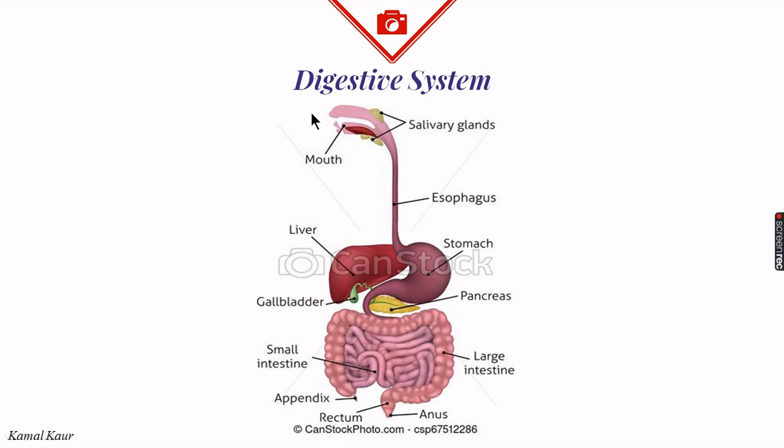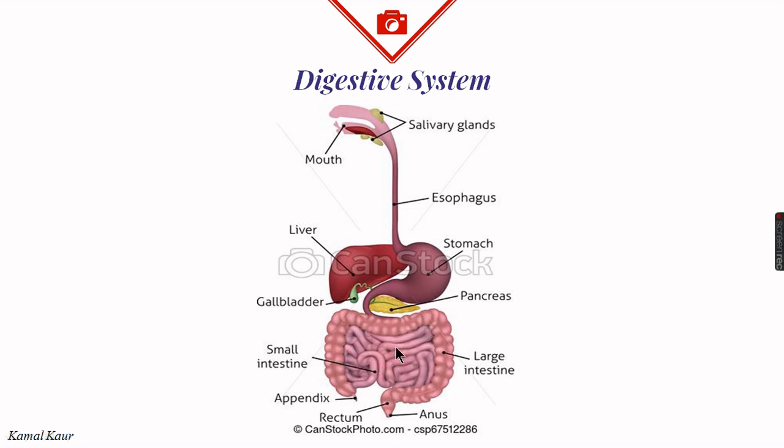So first part is mouth. It opens into a cavity which is called as buccal cavity. From the buccal cavity, food enters into a long tube called as esophagus and then to the stomach. From the stomach, it comes into the small intestine. So we can see small intestine is highly coiled and it is the longest part of the alimentary canal. And all the digestion and all the absorption is done in the small intestine.